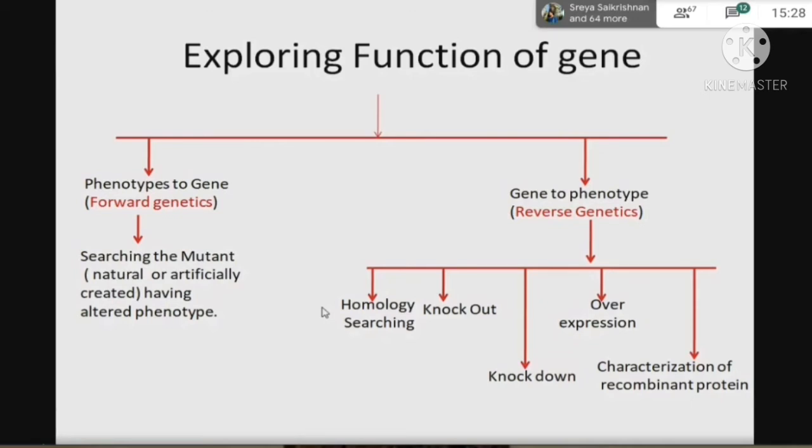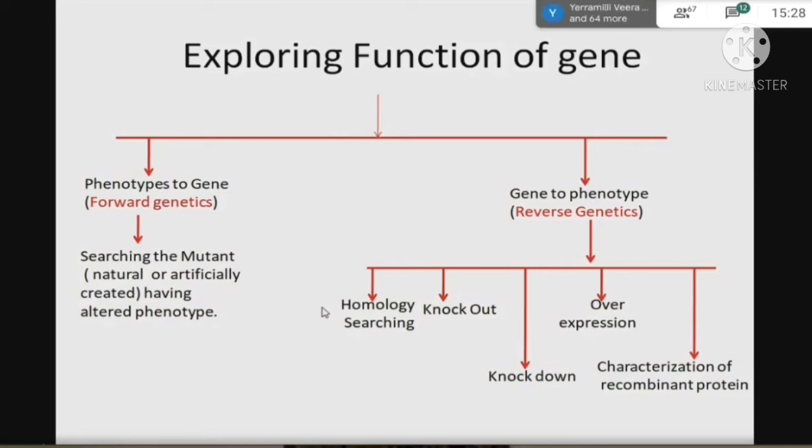So if gene knockout is possible, then we can find out its role. Gene knockdown. Suppose you wish to find out the role of a gene which is essential. If we remove the replication gene of that DNA polymerase, which is essential for DNA replication, then what will happen? The cell will die.